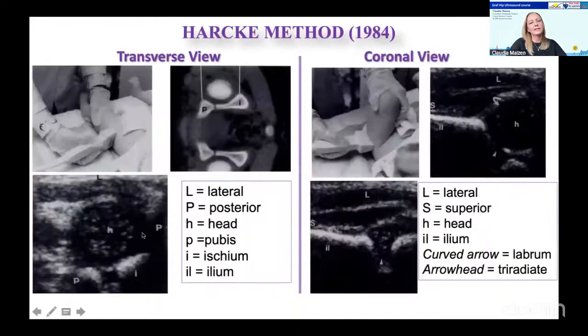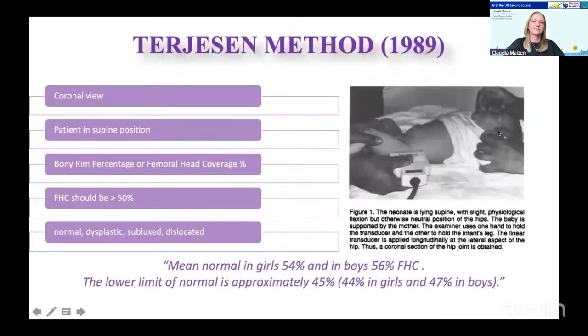Just to show what views are obtained, we have the transverse view. There's sort of this sunflower appearance, again compared with an MRI scan here. And we have the coronal view, similar to the Graf method, with our ilium and our femoral head visible. You obviously don't have those landmarks or checklists that are required in the Graf method, and you check for the coverage of the femoral head.